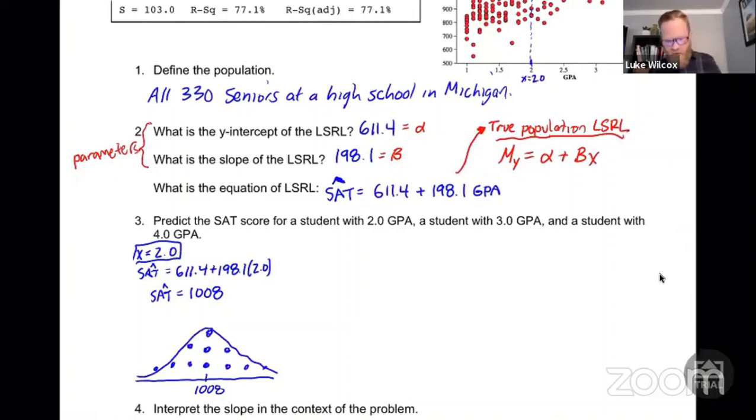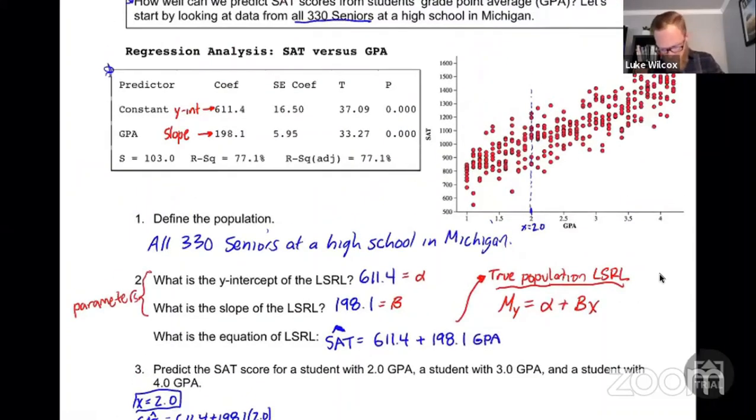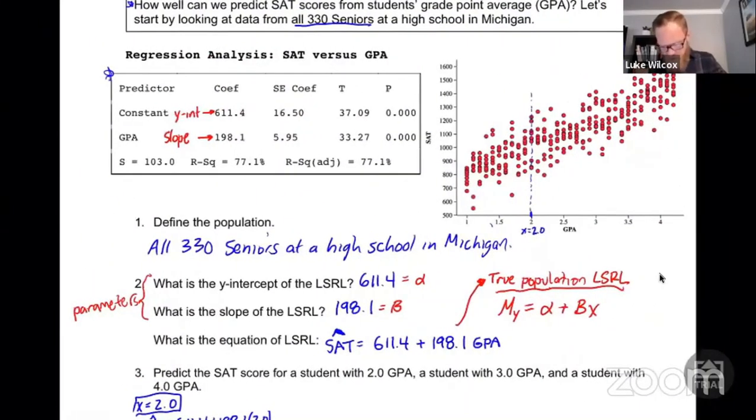And I'm going to try and draw a 3D picture here for you. I'll do my best. What we're really saying here is that when we go back to this X value of 2.0, there's really a normal distribution. And we know that the center of that normal distribution should be about 1,008. So it's really like three-dimensional almost. We have a normal distribution right there at the X value of 2.0. And the center, or the mean, of the normal distribution is 1,008.